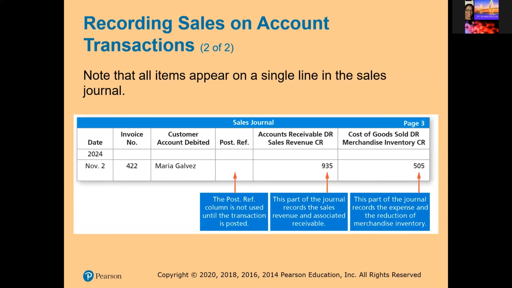By using a sales journal, the recording of the sale is streamlined, thus saving a significant amount of time. Now notice here that the journal has a single column to debit accounts receivable and credit sales. Therefore, by the very nature of this special journal, the amount for each transaction is listed only once. The same is true for the cost of goods sold and merchandise inventory accounts.